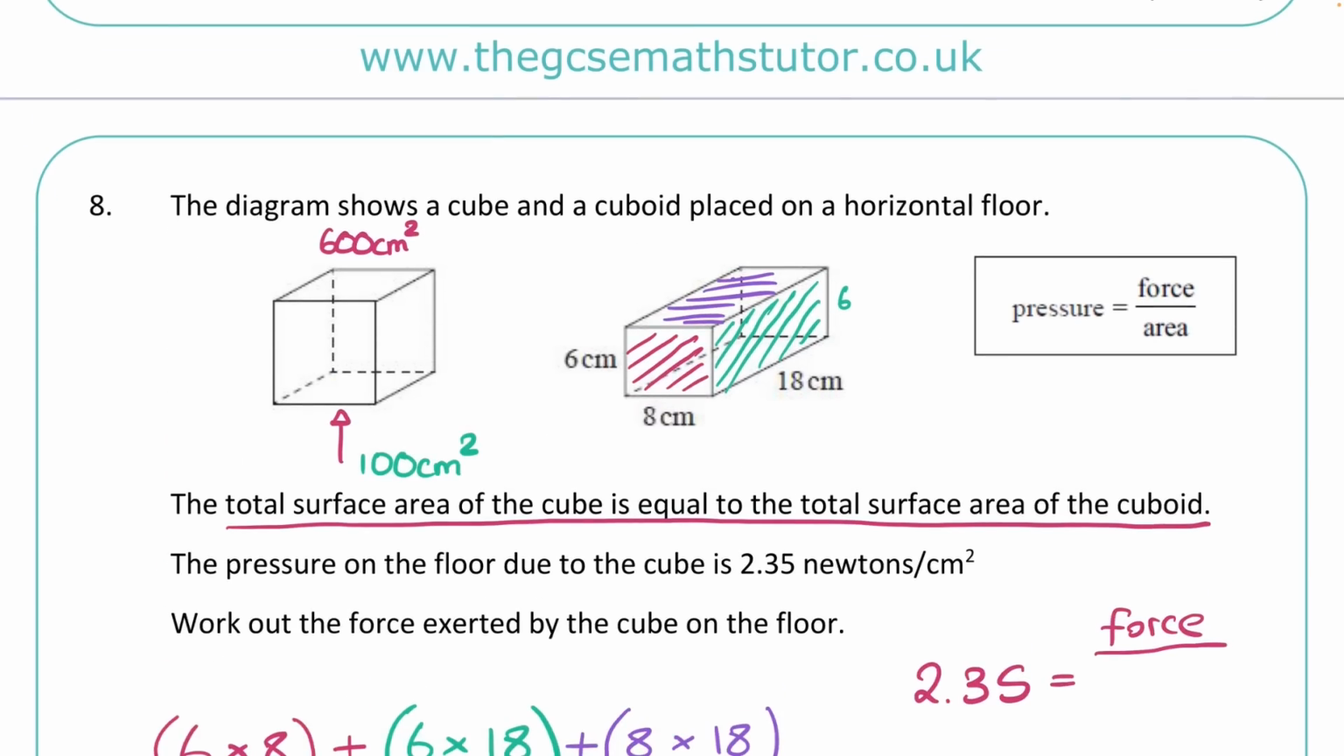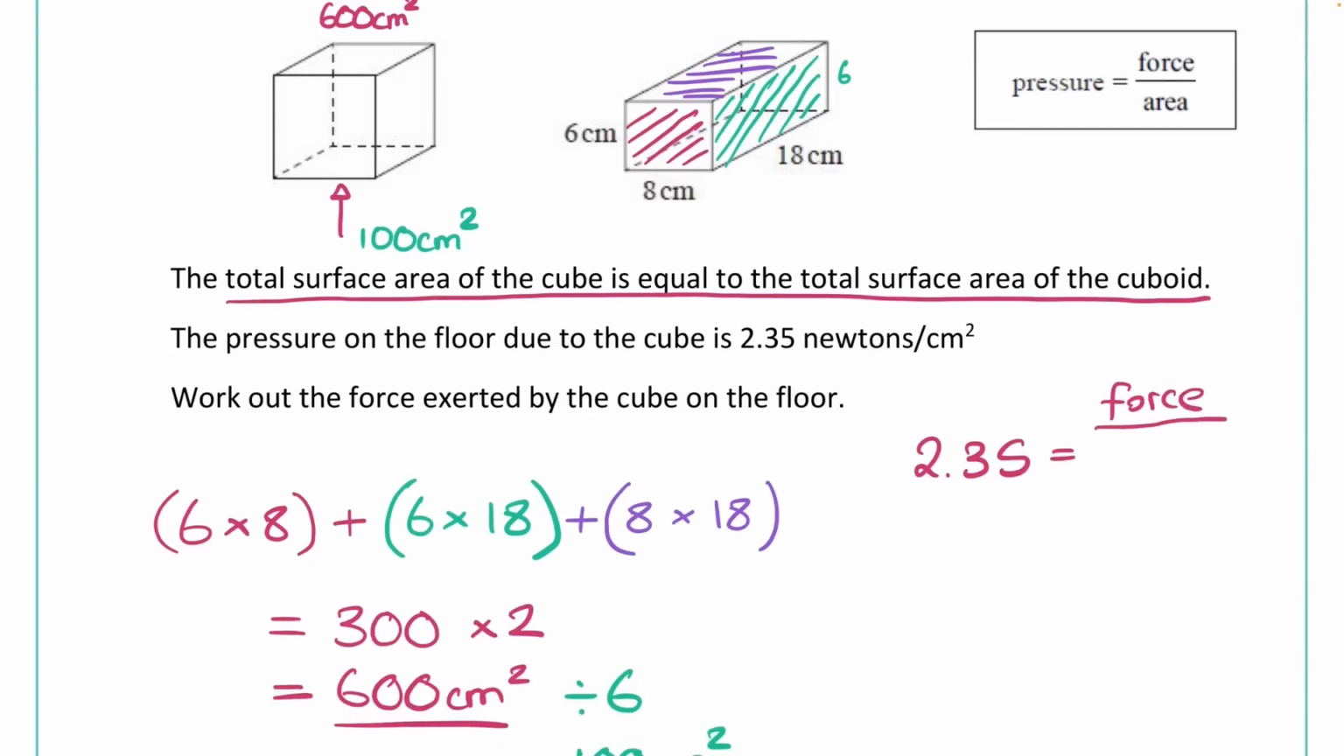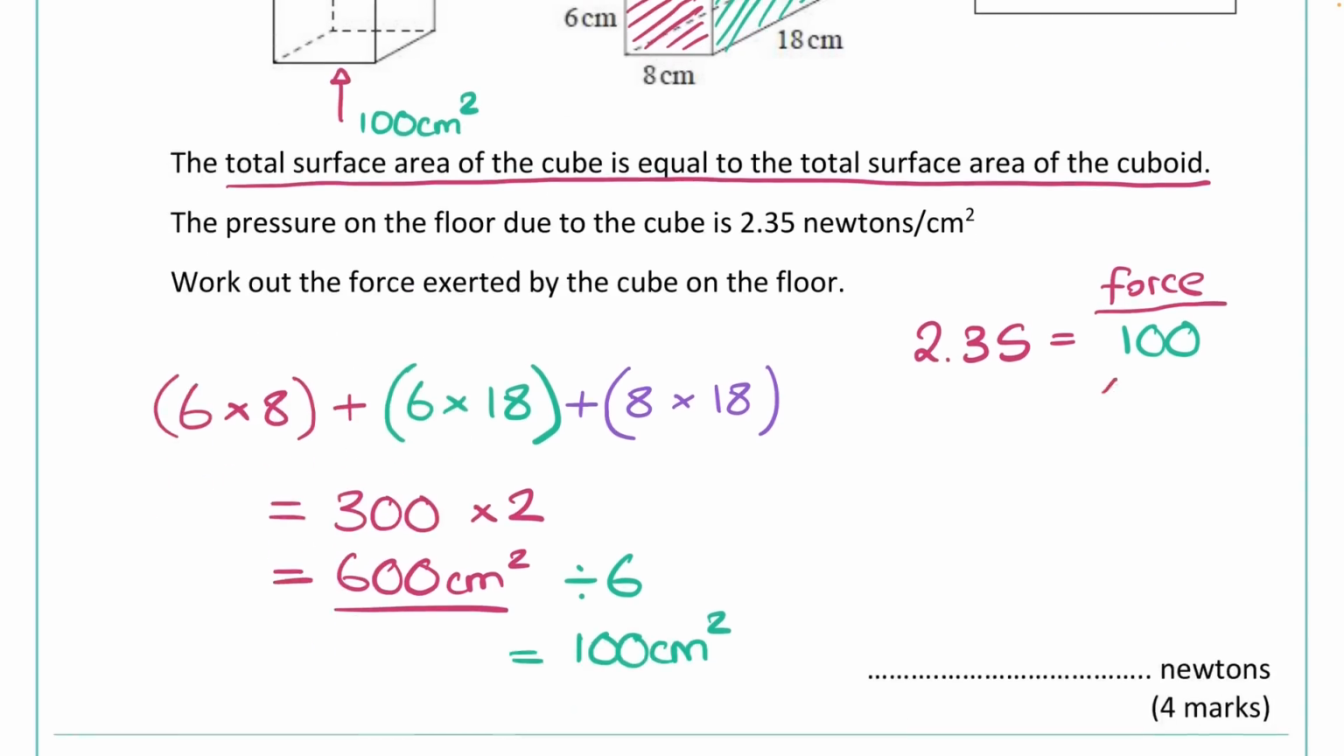So now I know the area of the base, I can put that into my formula. 2.35 is equal to the force divided by 100, being that base area of the cube. If I want to know the force, I just need to rearrange this formula by multiplying by 100, which is a really nice number to multiply by, because I don't really need to use the calculator for that. It does just move that decimal 2 places to the right. So 235 is equal to the force. So there we go, my answer is 235 newtons. And there we go, that's my final answer.